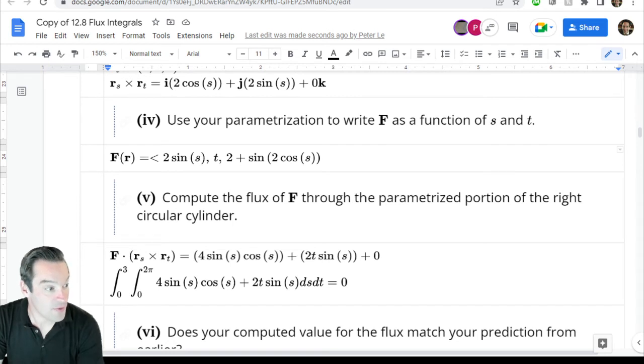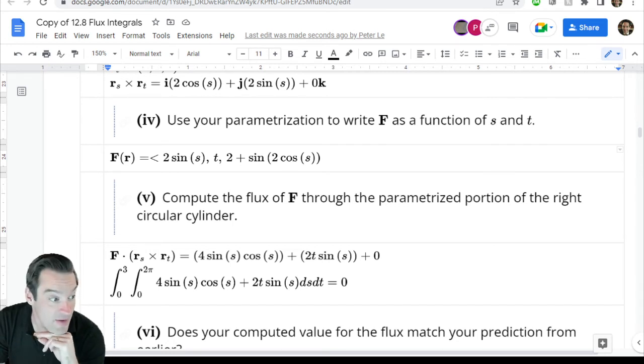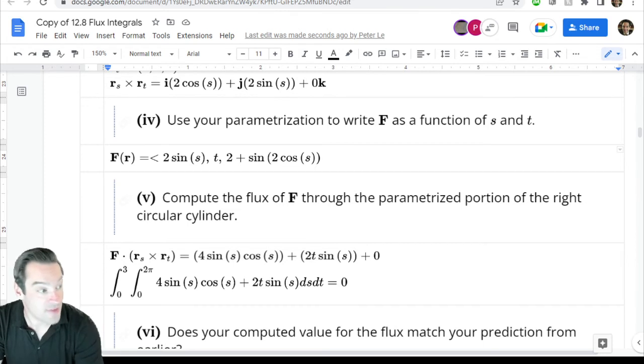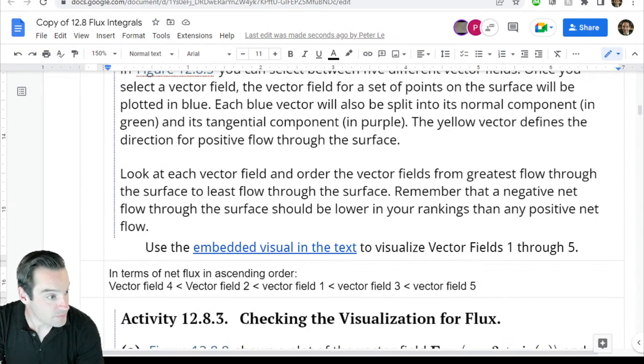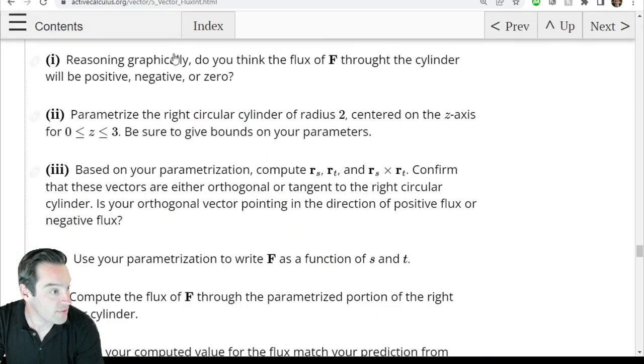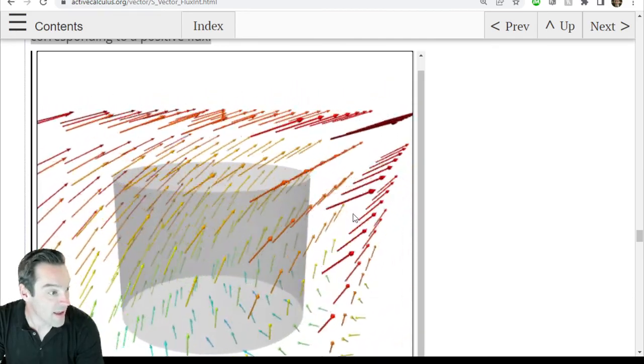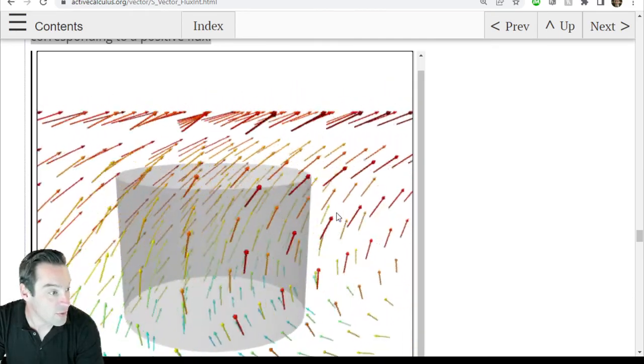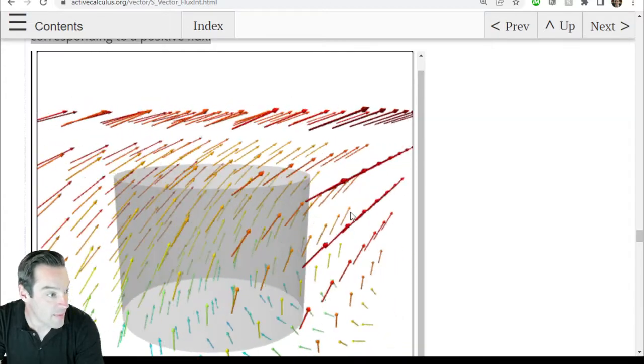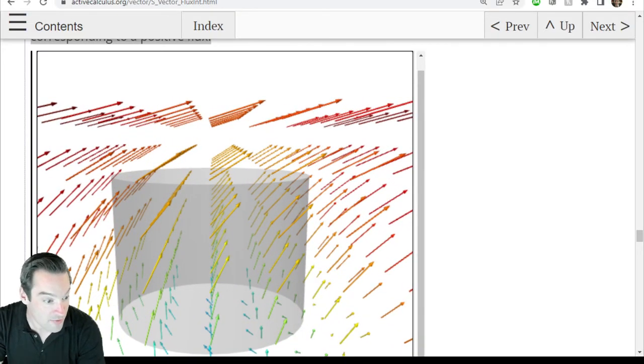your integrand ends up being 4 sine s cosine s plus 2t times sine of s. And that's all. You have to integrate that, ds dt. S ranging from 0 to 2 pi, t ranging from 0 to 3. And what happens is that all of the s dependence on here ends up wiping out on the interval 0 to 2 pi to a value of 0. So the net flux into or out of this surface and this vector field right here, there is evidently exactly as much vector field going into the soup can label here as there is coming out of the soup can label. And so the net flux ends up being 0.